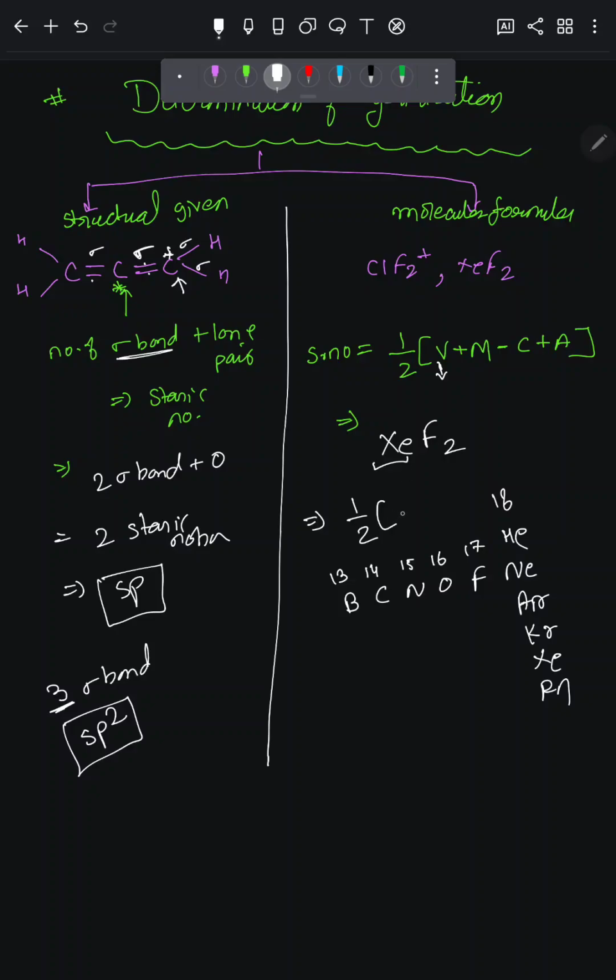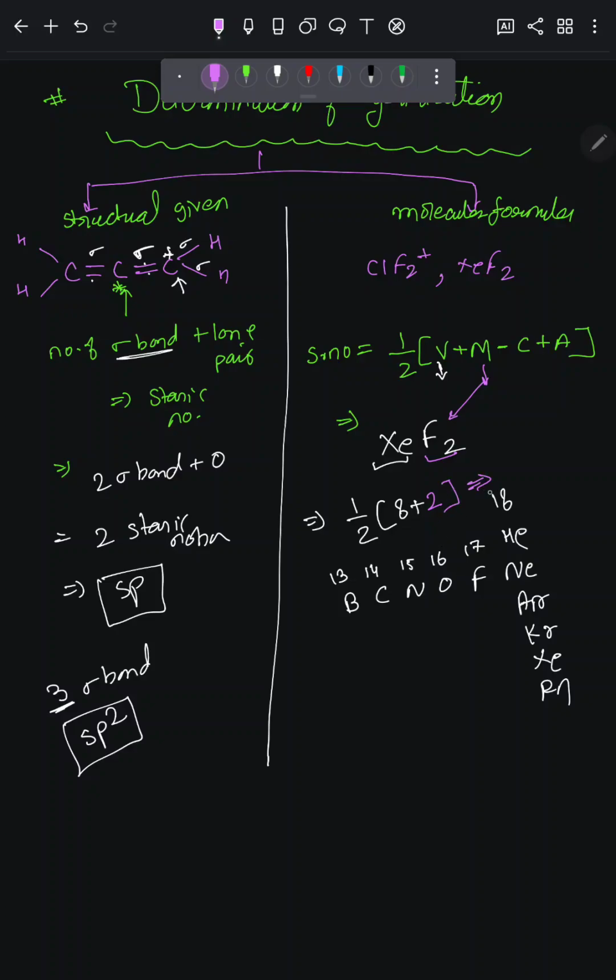So the number of valence electrons in Xe will be 8, plus monovalent atoms. What are monovalent atoms? Monovalent atoms are atoms which connect to Xe with a single bond. There are also bivalent atoms such as oxygen or sulfur, which form a double bond, so these are not counted. Monovalent atoms, just like F2. So how many are present here? It has 2 monovalent atoms and there is no charge, so we do not add anything.